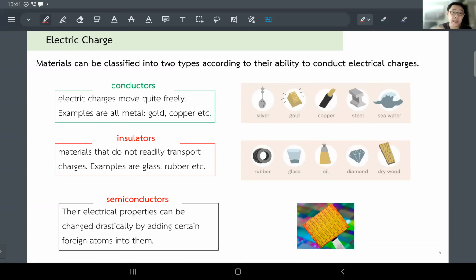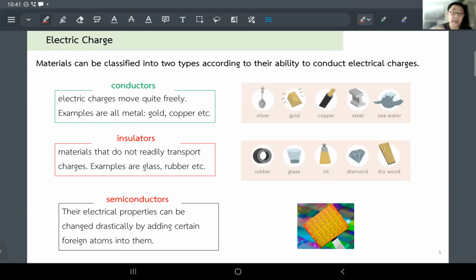Does that make sense? All right. So that will be the first class, which you can call a conductor. A conductor is one that allows the charge to move very easily. Like, of course, metal, silver, gold, copper, steel, seawater. Seawater is ionic, so you have sodium and chlorine ions that can move around very easily.